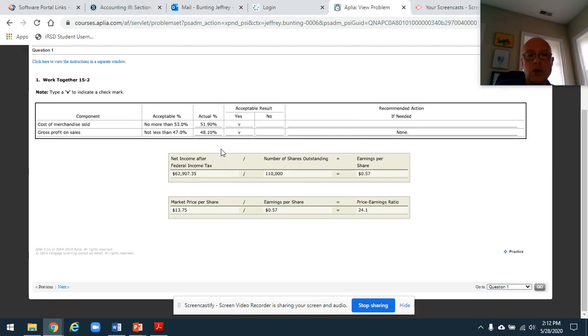This is very simple, but I want you to be familiar with the concept of earnings per share and price to earnings ratio and know how to calculate them. So take a look at it, view it, even if you don't actually submit it.